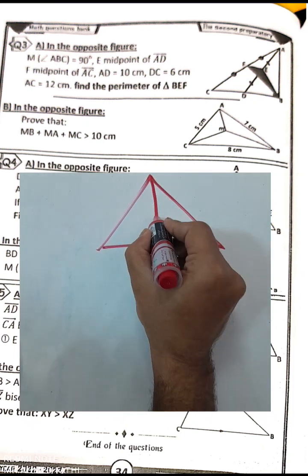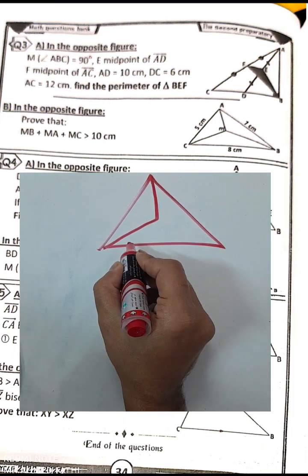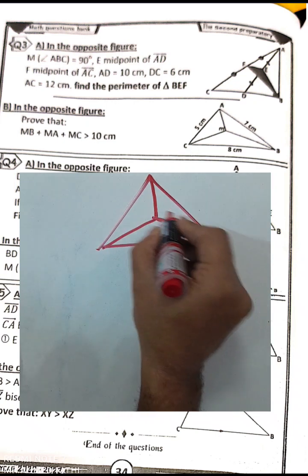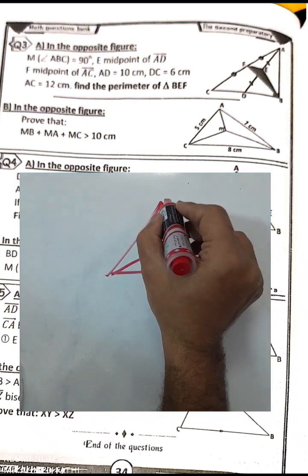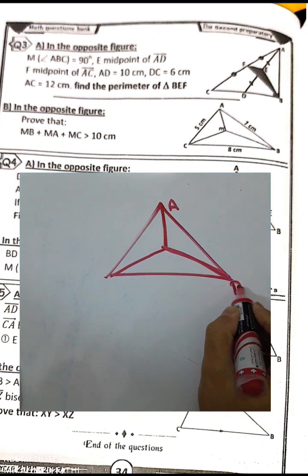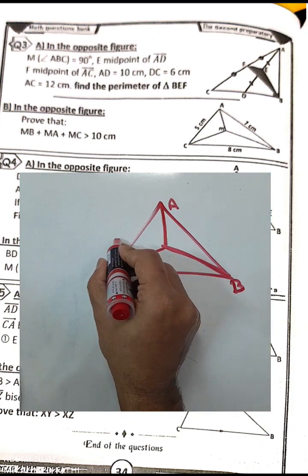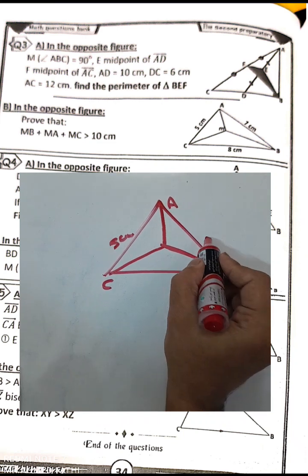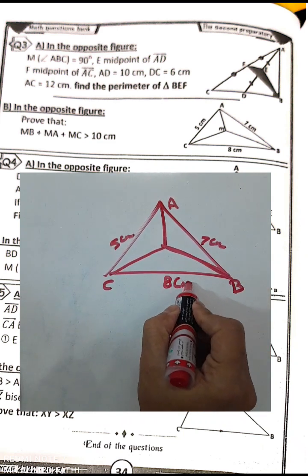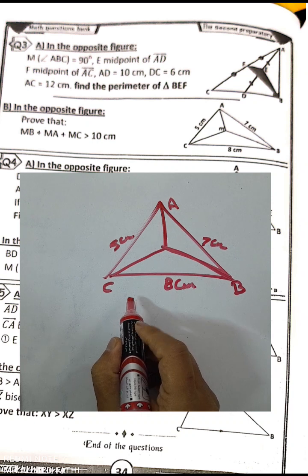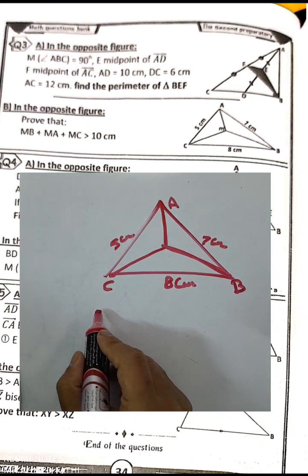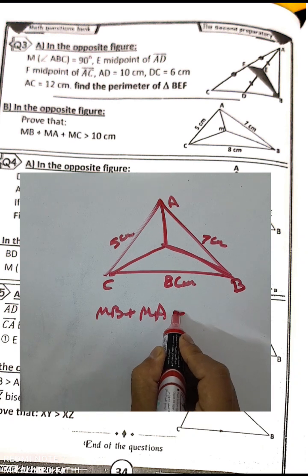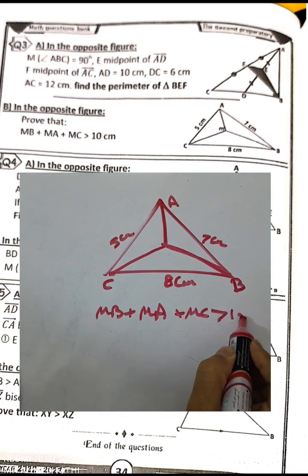We want to prove that about this triangle. We have the point M inside, with three line segments crossing. We have A and B and C. It was 5 centimeters, and here 7, and here 8 centimeters. We want to prove that MB plus MA plus MC is greater than 10.